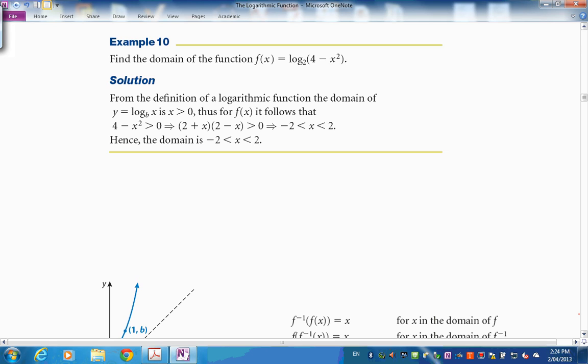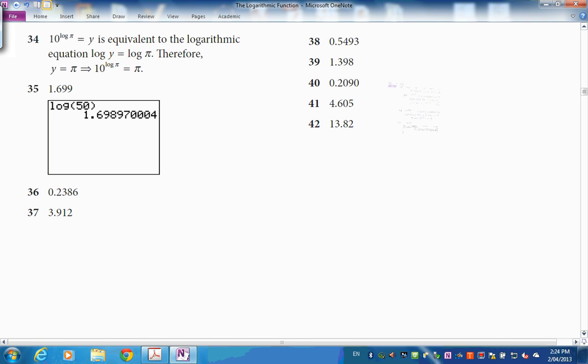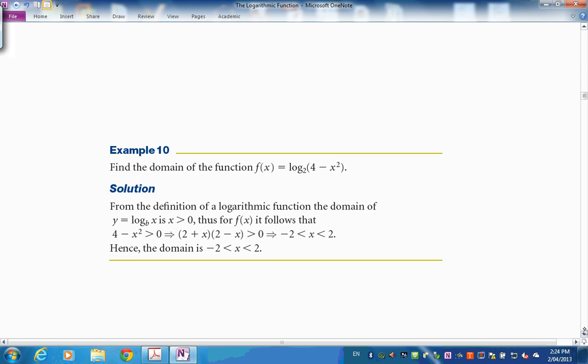Have a look at example 10 here, finding the domain. Perhaps we'll just go up so we can see that. Just this one. Find the domain of the function log base 2 of 4 take x squared. Now, you know the definition of the log is the power you raise the base to get the number. And b is a positive base.